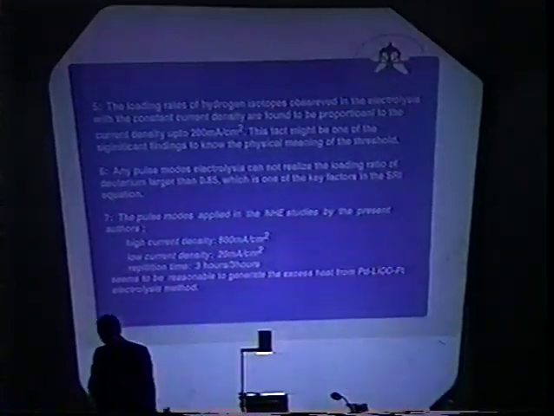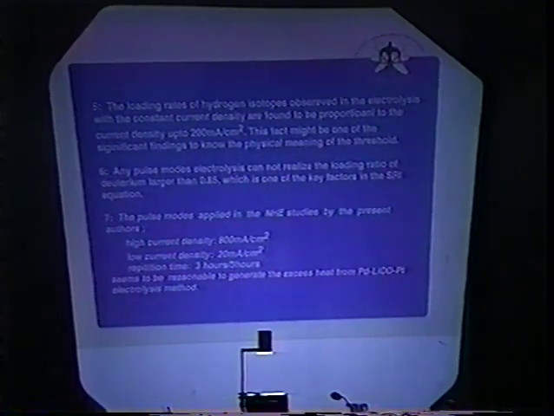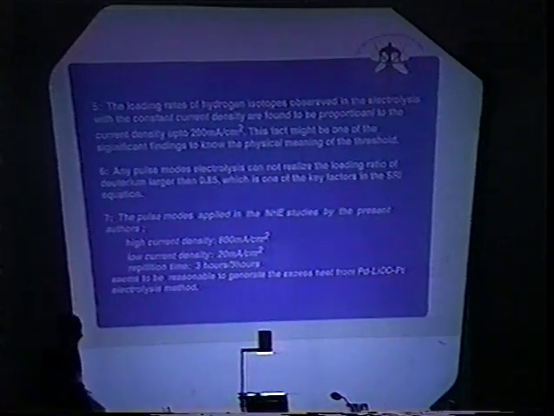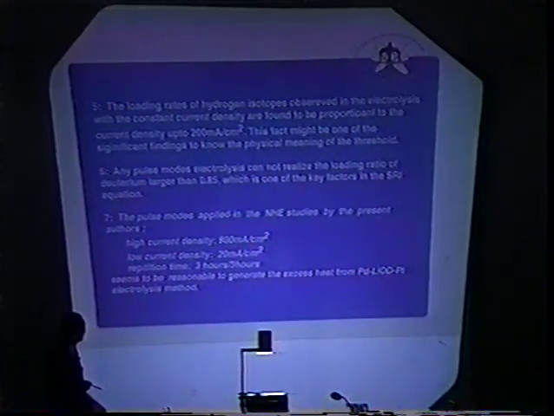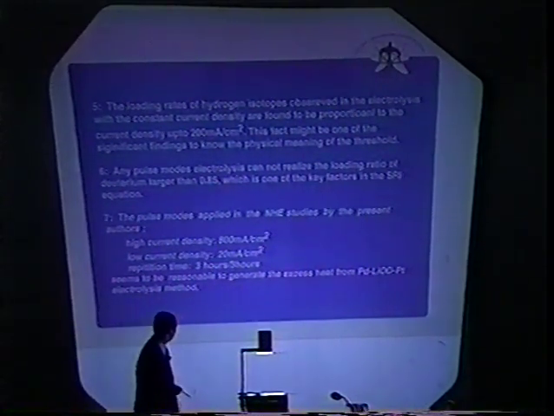Okay, so the pulse modes, conclusion number 7. The pulse modes applied in the NHE studies by the present authors: high current density is 800 milliamp per square centimeter, and low current density is 20 milliamp per square centimeter, and repetition time is over 3 hours. This seems to be reasonable to generate excess heat and excess neutrons from the palladium, LiOD, platinum electrolysis method.